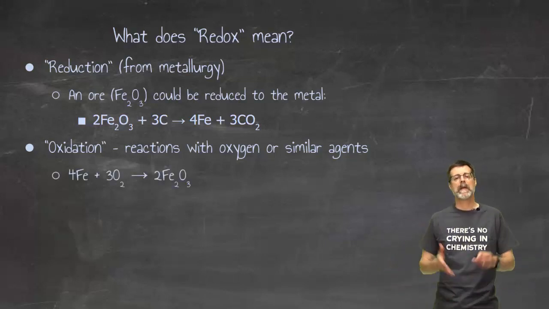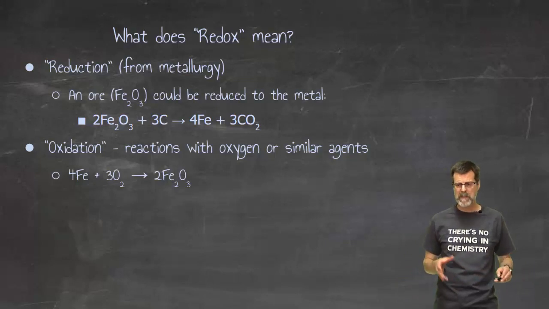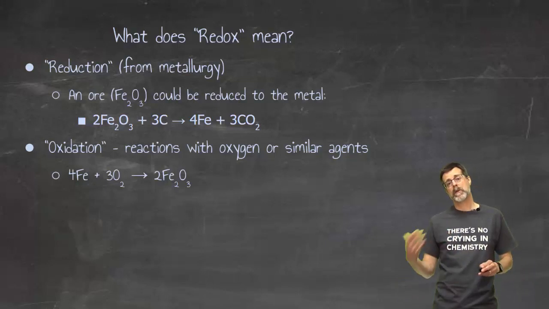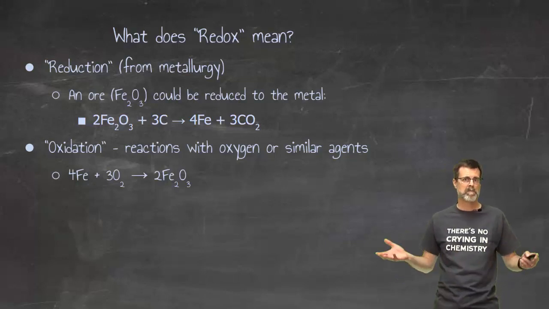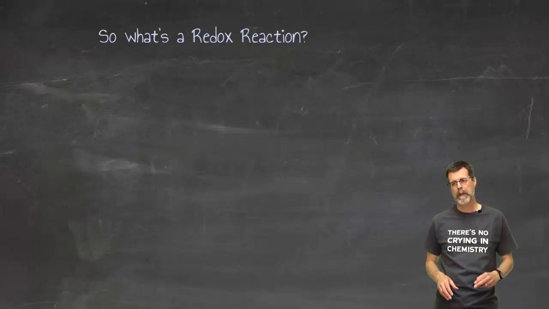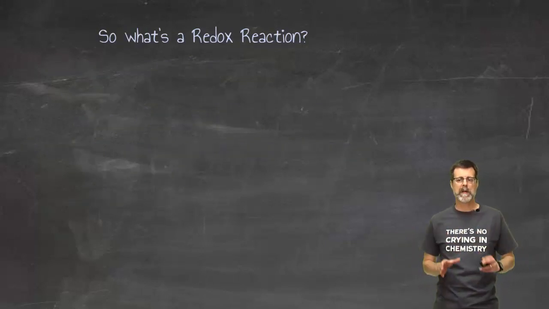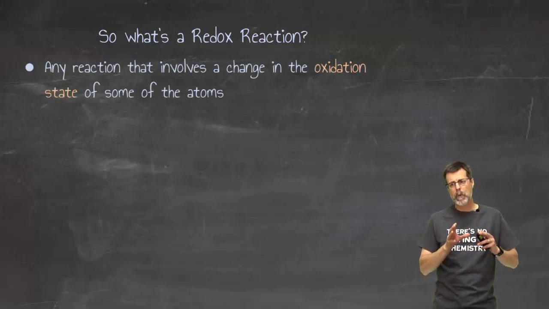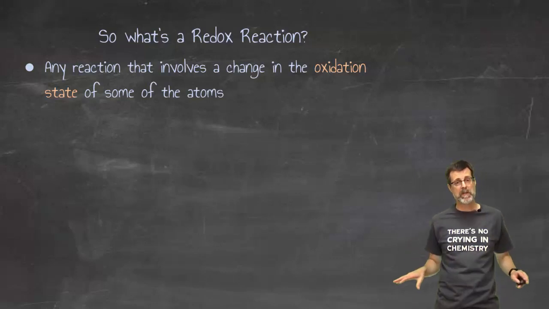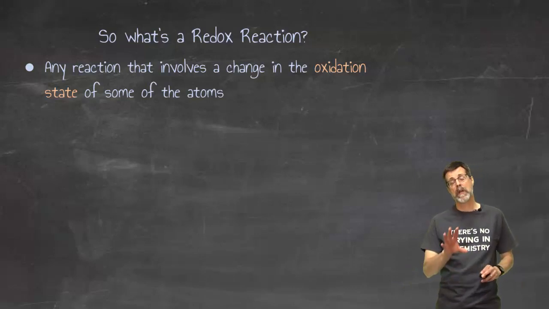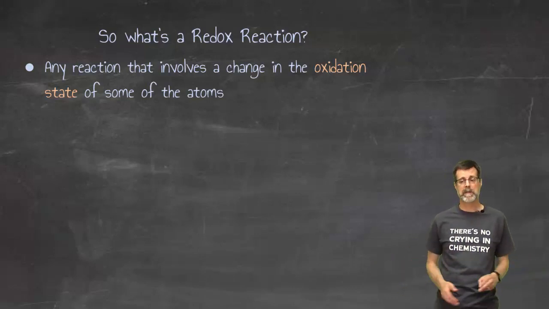But now we've expanded that a little bit to say that other things happen. We're still going to use the terms oxidation and reduction, but they won't necessarily involve oxygen, and there won't necessarily be metals, metallurgy. So in a redox reaction, what you have is these elements, or atoms, that are going to have a particular oxidation state or an oxidation number. And if you change that, think of it like an ionic charge. If you change that, then it's a redox reaction.